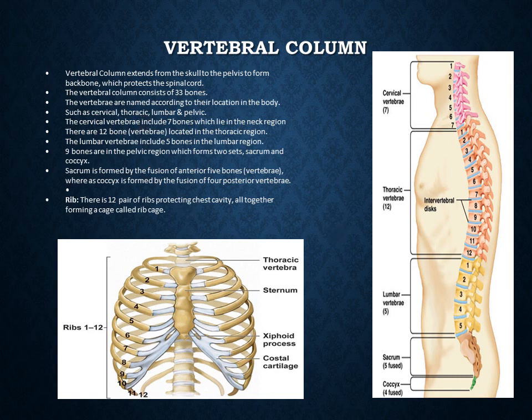Now the 9 bones are in the pelvis region, which form 2 sets, sacrum and coccyx. The sacrum consists of 5 fused bones and the coccyx contains 4 fused bones.